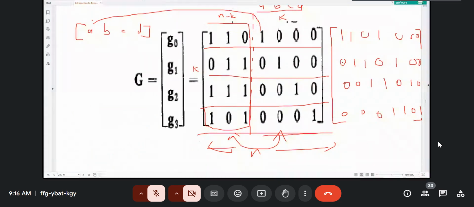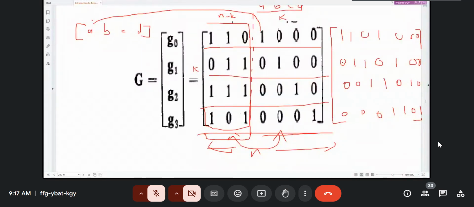Concatenated, this is a P matrix. So the P matrix, now for a systematic code, it can either come before the identity matrix, or it can even come after the identity matrix. It is the part of the generator matrix which is not an identity matrix for a systematic code.